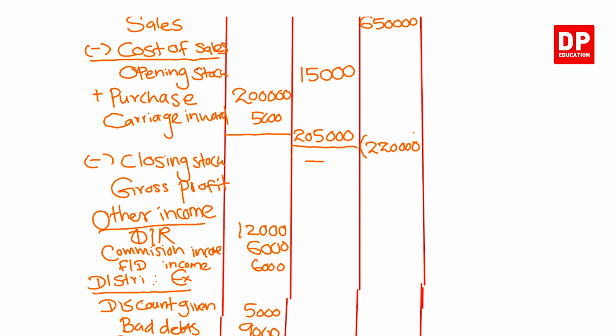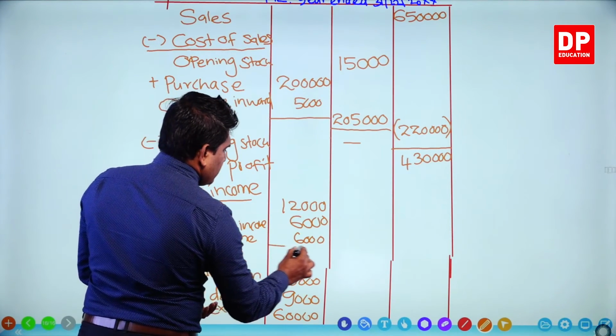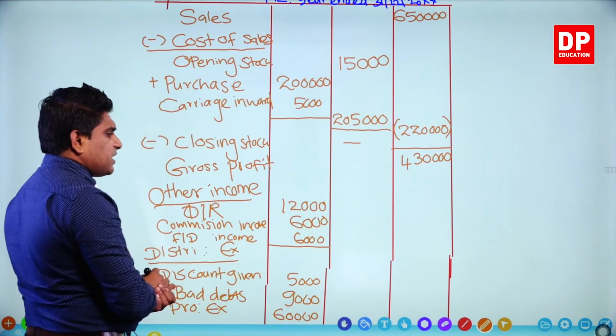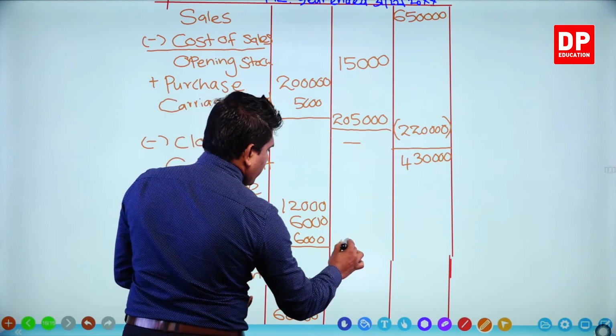On the top, you can see sales income. Down, you can see cost of sales. Then you can find the gross profit here. How much? 5 minus 2, 3; 6 minus 2, 4, 30,000, right? Now there are 3 other incomes, right? Here 12 plus 6, 18 plus 6, 24,000.